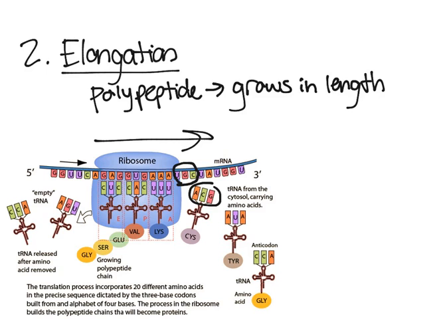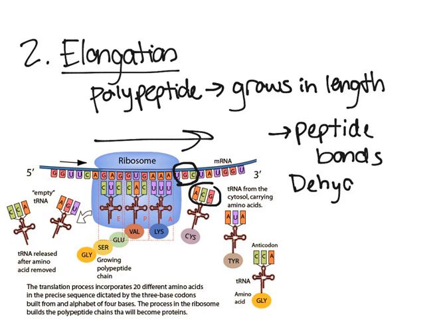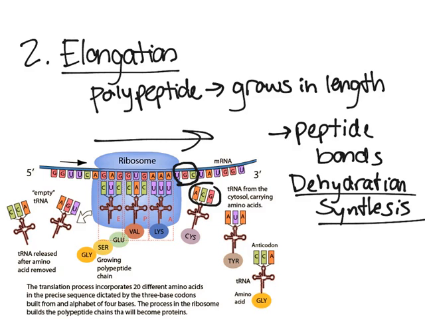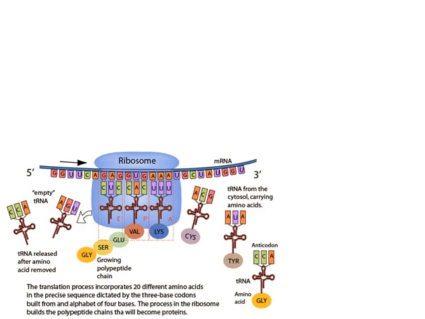And so remember, peptide bonds form by dehydration synthesis. And that's very important. And that's the removal of a water molecule to bond two amino acids or other molecules. And then finally, the third step, let me clear this, is termination.